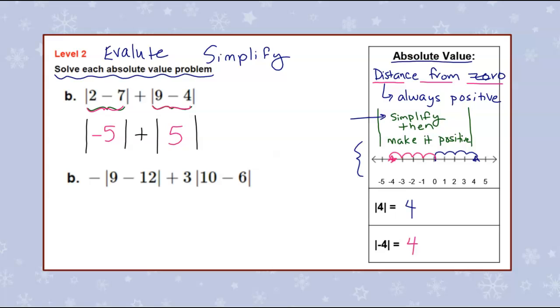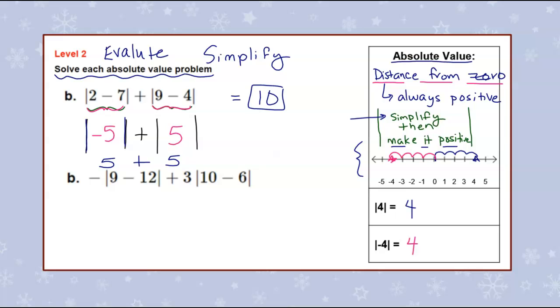So I simplified the inside. Now we're saying that how far is negative 5 away from 0? Well, it's positive 5, so I'm going to make it positive now. And then I'm going to add the absolute value of 5. How far is 5 away from 0? Well, it's 5. So in the end, I'm really adding 5 plus 5, which has a value of 10.